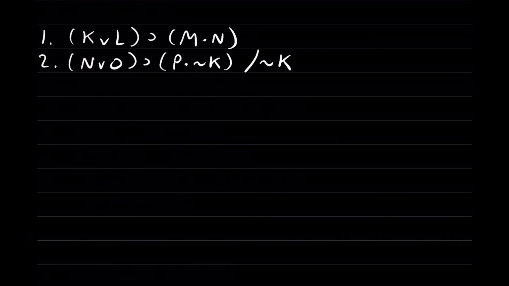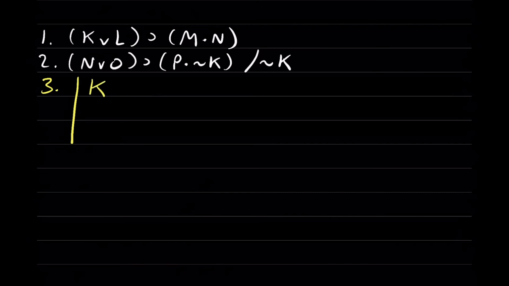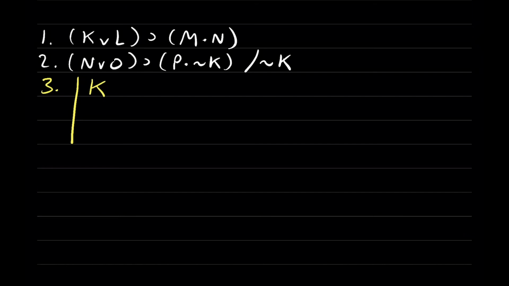Okay, let's see what we can do here. We have two premises. If K or L, then M and N. Line 2 says if N or O, then P and not K. And we're trying to show that K is false. So I don't see an obvious way to use conditional proof. I don't see an obvious starting point with the premises that I have. So I'm going to jump right into doing indirect proof. I'm going to assume that K is true inside a vertical indented sequence. Okay, that's going to be AIP, assumption for indirect proof.